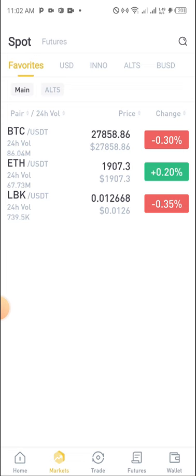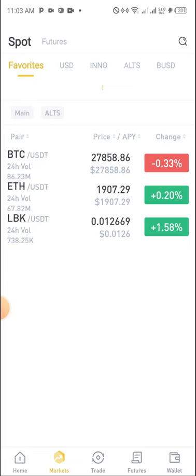Now, talking about the market section, under the market section we have spot, and of course we have futures. Under the spot section, you can come here and of course you can buy either BTC or ETH, which are the main tokens or the main assets in the market. And of course, you can also trade your alts.